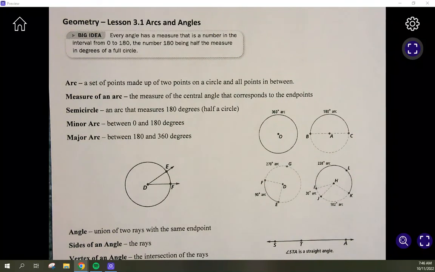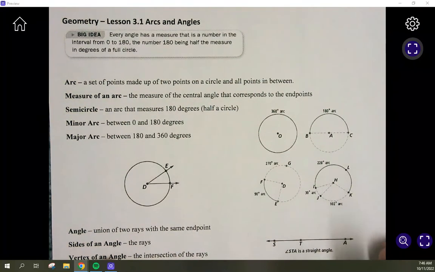This is Geometry Lesson 3.1. We are going to be looking at arcs and angles. Your big idea says every angle has a measure that is a number in the interval from 0 to 180. The number 180 being half the measure in degrees of a full circle.